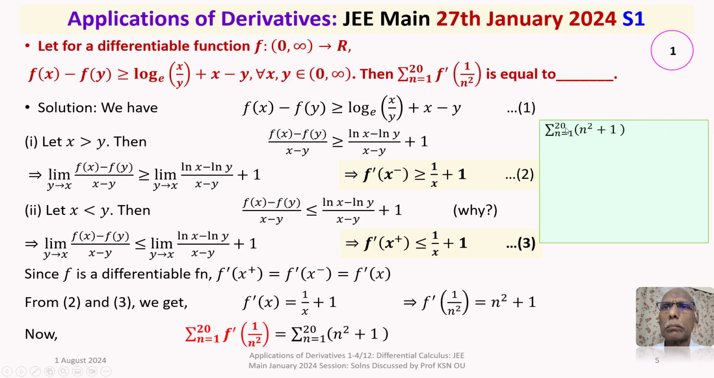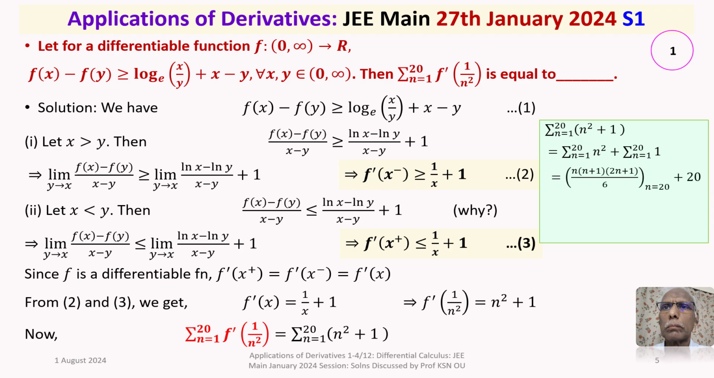Sigma n is equal to 1 to 20 of n square plus 1 is sigma of n square plus sigma of 1, n is equal to 1 to 20. 1 plus 1 plus 1, 20 times will give you 20. And sigma n square, n is equal to 1 to 20 will give you, we have a formula, that is n into n plus 1 into 2n plus 1 by 6. That is to be evaluated when n is equal to 20.